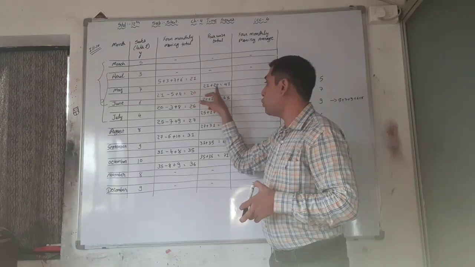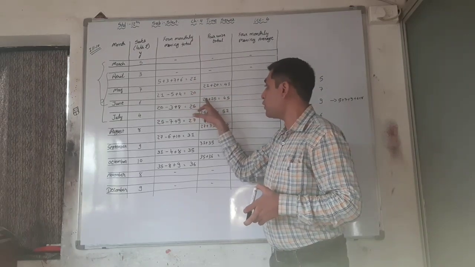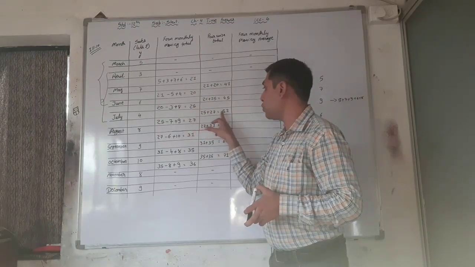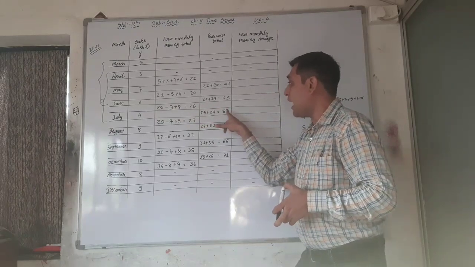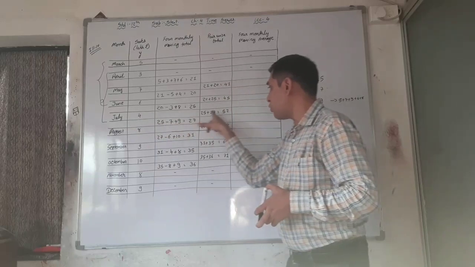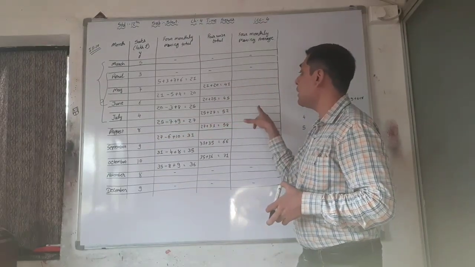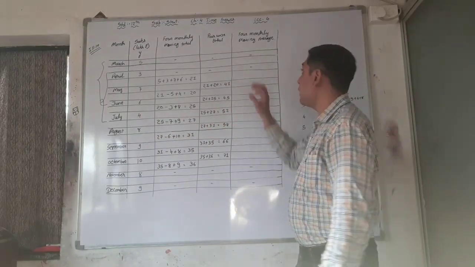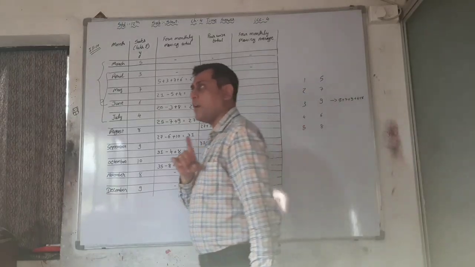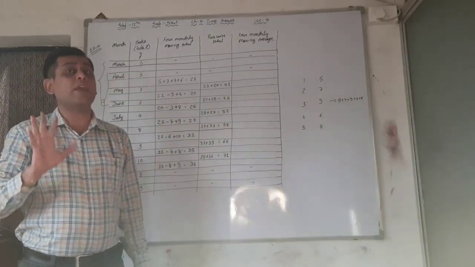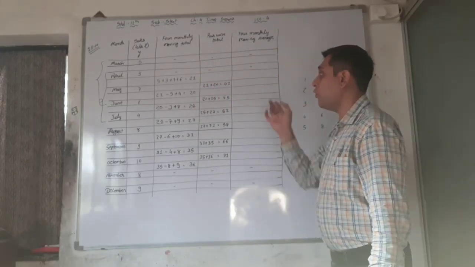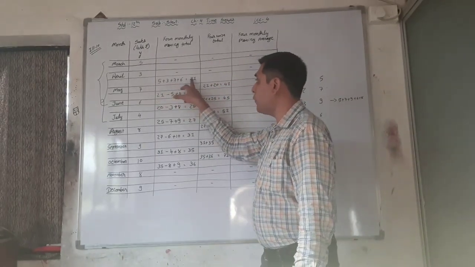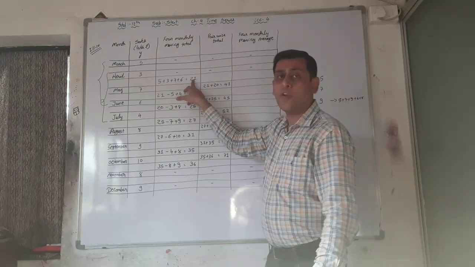The total of these two is 41, the total of these two is 45, the total of these two is 52. We write the total in the center, and from this we can find the value of the 4 monthly moving average. But in the 3-year moving average we divide by 3, in the 5-year moving average we divide by 5. But here first of all we find the 4 monthly moving average, that is the 4 monthly moving total.